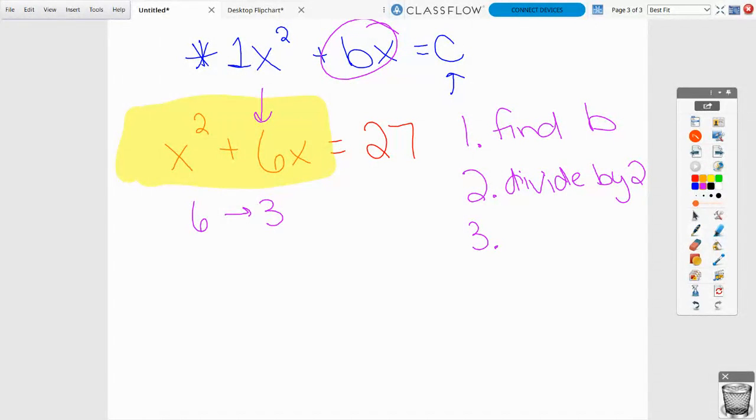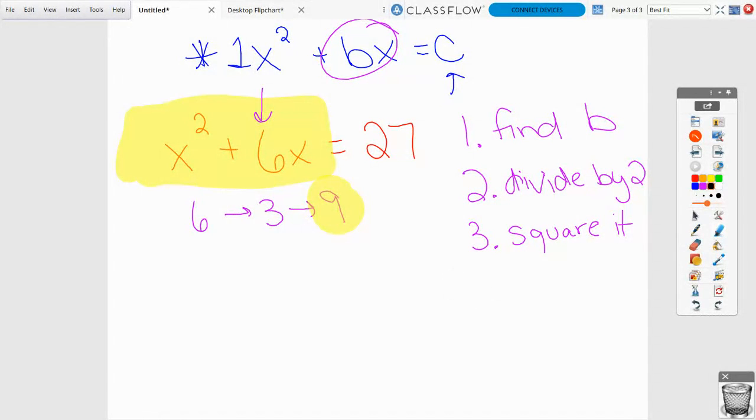Our third step is then going to be, we can either write that out as multiply it by itself, but that's kind of wordy. So I'm just going to say to square it, right? Take it to the power of 2. Because squaring it is the same thing as multiplying by itself. So 3 times 3 is 9. When we do those 3 steps, we know that this number right here is the number we need to add on to x squared plus 6x to get a perfect square.